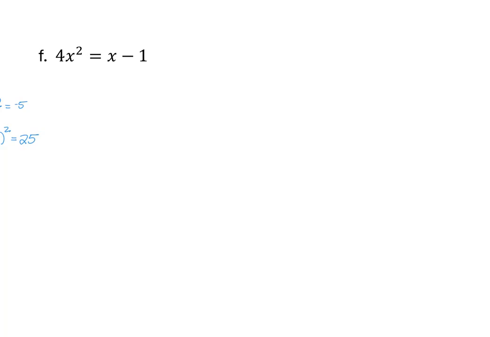And for this one, I want to do quadratic formula for two reasons. Our x term is not an even number. We also have this leading coefficient, and that makes completing the square a little bit more challenging. And so we might as well go ahead and do quadratic formula. I'm going to go ahead and move everything to one side of my equation. We get 4x squared minus x plus 1 equals 0.